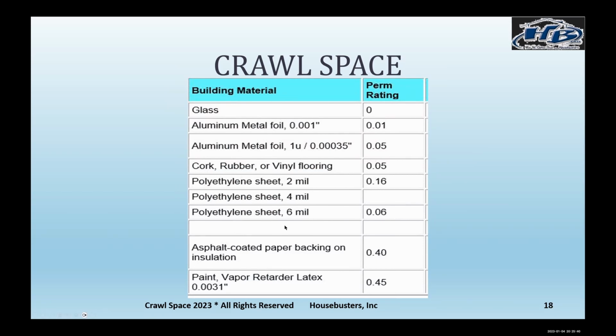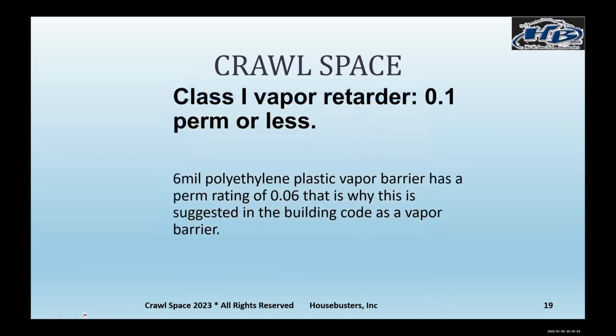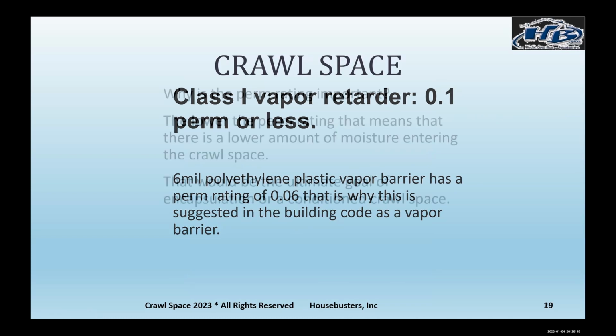Now, a lot of us remember the old days of the 40s, 50s, 60s, they used to put tar paper down, your asphalt coated paper. Bottom line, that's on insulation, but it's really minimal. Now, a Class I vapor barrier is 0.1 perm or less. 6 mil plastic has a perm rating of 0.06. That is why it is suggested in the building code as the vapor barrier of choice. So if you're looking to understand what type of materials to install in a crawl space on the floor and up the walls, and how to do it, this is it: Class I.